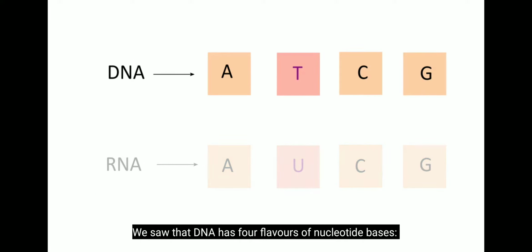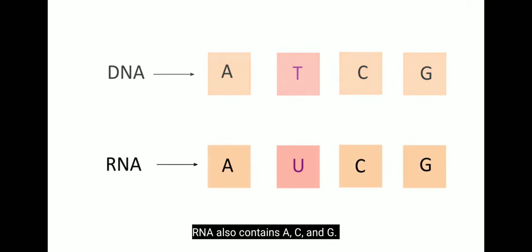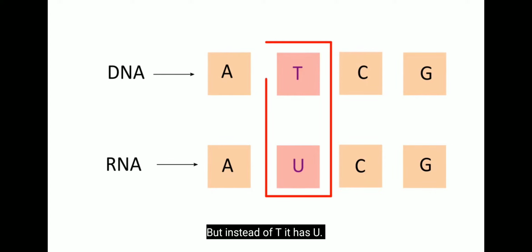We saw that DNA has 4 flavors of nucleotide bases: A, T, C, and G. RNA also contains A, C, and G, but instead of T, it has U. U is similar to T with a small variation in structure. So now U pairs with A.